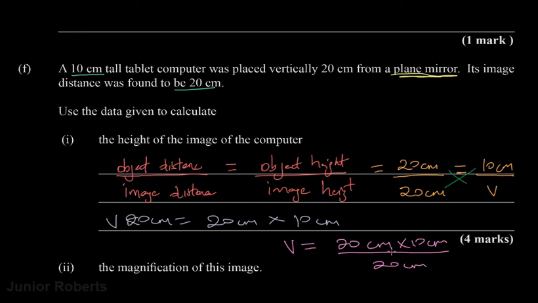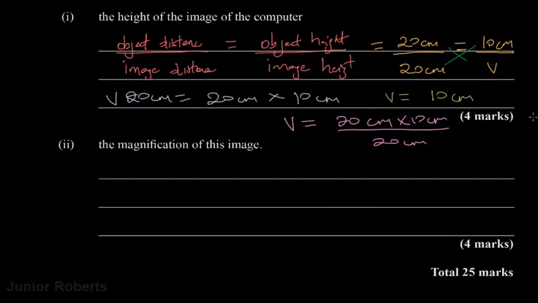So therefore, if we plug this in our calculator, 20 times 10 is 200. 200 divided by 20 is 10 centimeters. So we'll get that our image height, V, in this case, will be equal to 10 centimeter. And we expect this to be the same as our object height because we're dealing with a plane mirror. We know that for a plane mirror, the object distance is equal to the image distance and the object height is equal to the image height. So this would be our final answer.